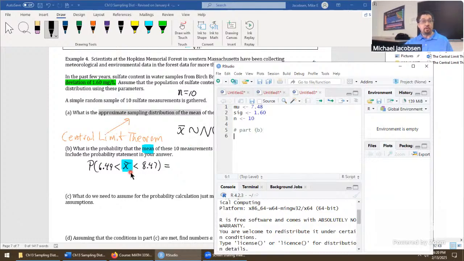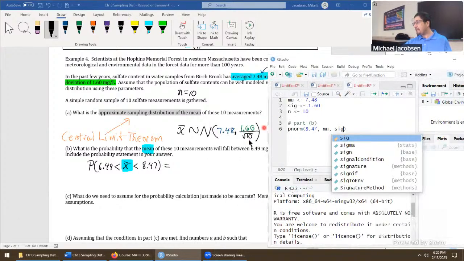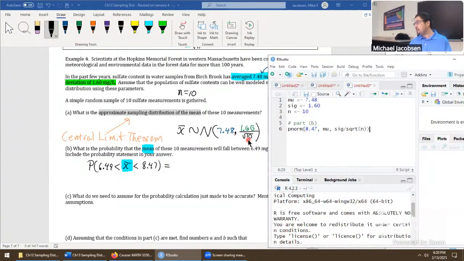Because our variable x bar is in the middle, we have to hit p norm twice. Once on the upper value, then call it again on the lower value. So it'll become p norm 8.47, and then pass the parameters, mu, sigma. But always look over here as well, because we're using the central limit theorem. You have to take sigma, divide by the square root of sample size n. So that's going to be the first run.